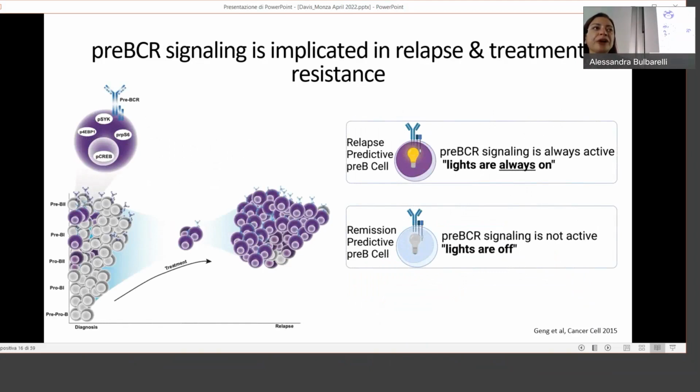So I like to think about this as, in our case, our relapse predictive cells are cells that have this constitutively active pre-BCR signaling. And I think about this as the lights are always turned on and we can't turn them off. Whereas the remission predictive cells, the gray cells, are the cells where the lights are off, but you can turn them on, because we've been able to show that in those cells we can actually activate their signaling cascade, but then it doesn't stay on.